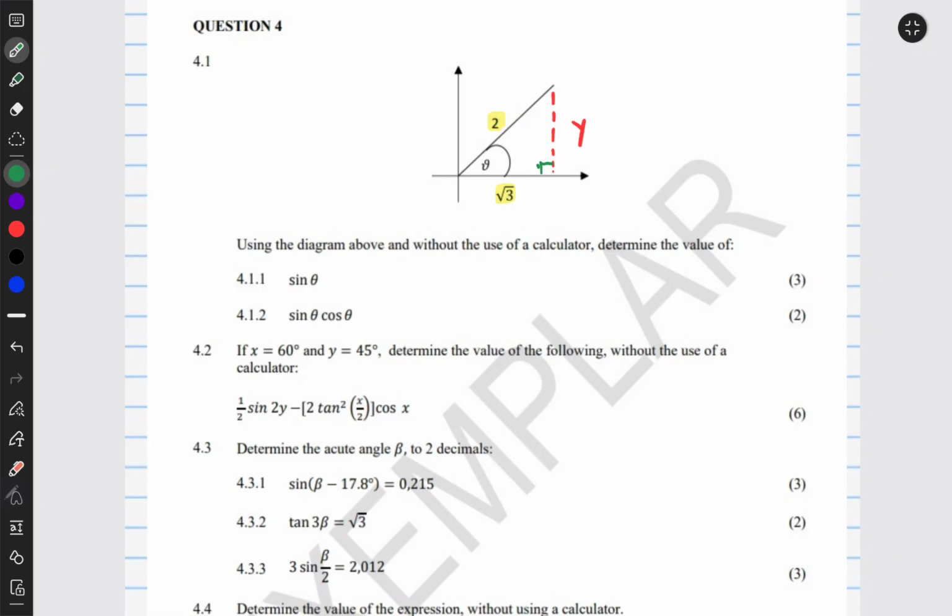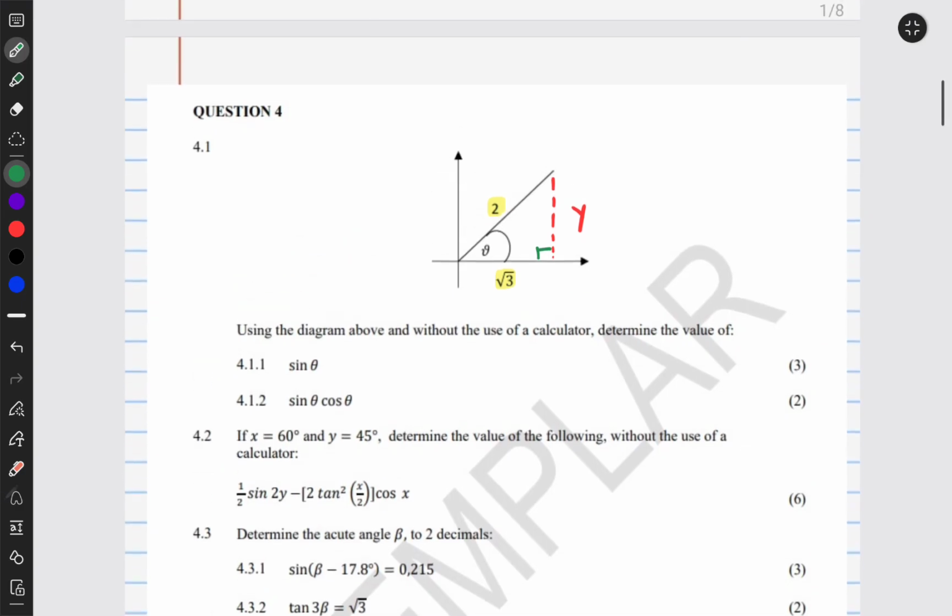Using the diagram above and without the use of a calculator, determine the value of sine theta. We don't have the y value, and you know that for sine theta we have to use the opposite over the hypotenuse side. That's the ratio, if you remember SOH CAH TOA.